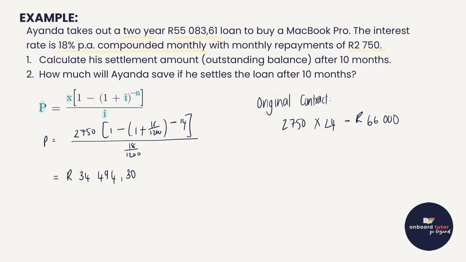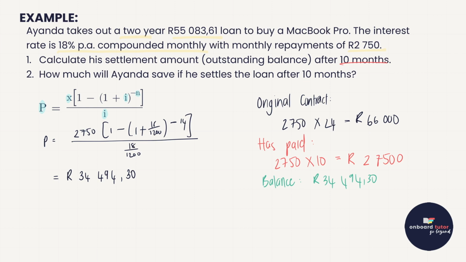Okay, so it's never the best idea to take out a loan if you can possibly avoid it. Okay, but that was the original contract. Okay, Ayanda has already paid, let's do this in a new color, has paid. Okay, how many installments has he made? He's made the 10 installments, so it's going to be the 2,750 multiplied by 10, so 27,500 Rand. Okay, and then the balance of payment will also have to be made, right? So balance to pay off this big bulky loan is then the 34,494 Rand and 30 cents.